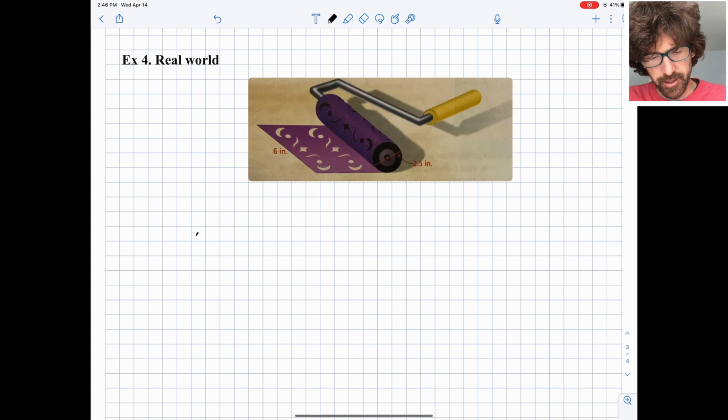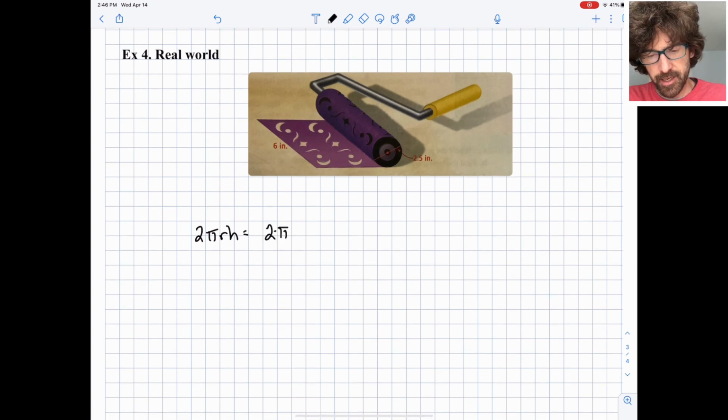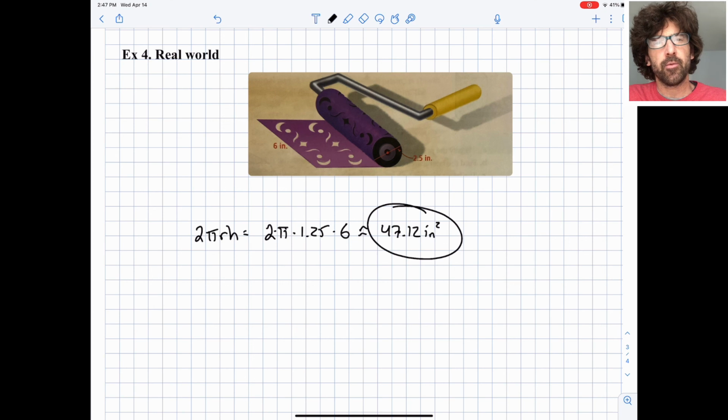So that's going to be 2 pi r h. Okay, and so that's going to be 2 times pi times the radius, which is 1.25 inches, times h, which is 6 inches. Okay, and let's simplify that down. And I'm going to use pi as a decimal approximation in this case and get approximately 47.12 square inches. And that would be the total area that one rotation of this paint roller could apply in terms of how much paint it could apply on the surface.